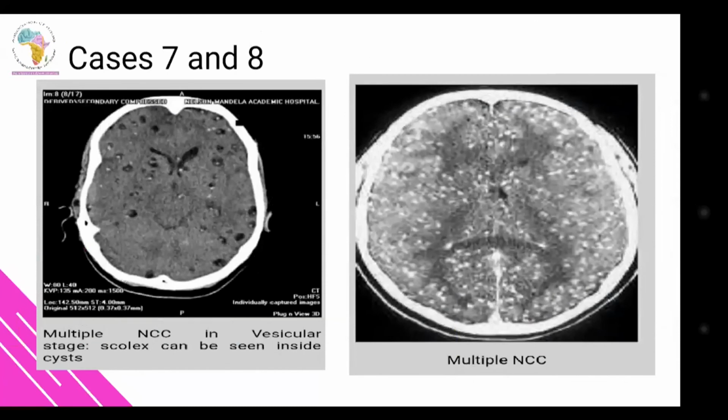And for a typical history, the patient will be someone who is used to consuming poorly cooked pork meat. That is the typical history. It is very common in Africa, like there are areas where they don't cook properly, they have poor cooking methods.